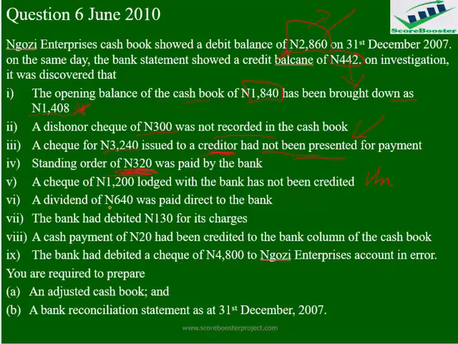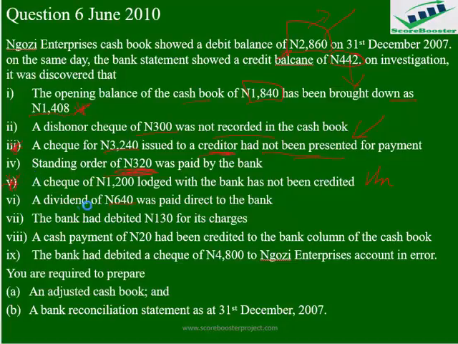A dividend of 640 was paid directly into the bank. Remember, out of these items, some of them will be used to adjust your cash book. Some of them will be used to do reconciliation. For example, your uncredited check is for the reconciliation. Then your unpresented check is also for reconciliation. The other items are for adjustment of your cash book. Take note of this.